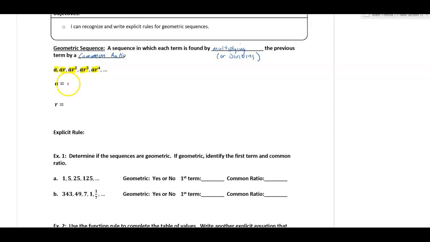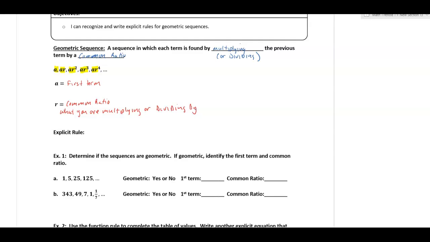Well, a here is basically your first term. Okay, and r is your common ratio. Okay, so when I look at the common ratio, it's what you are multiplying or dividing by.